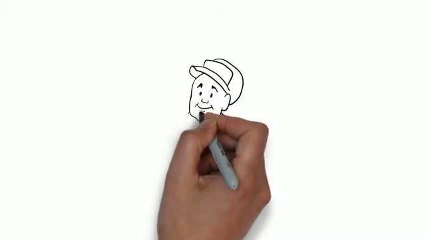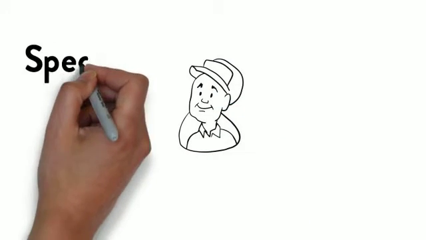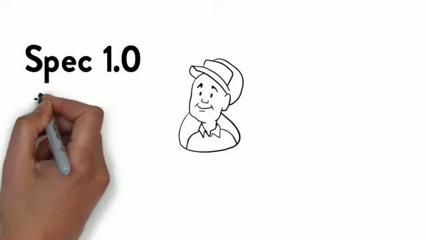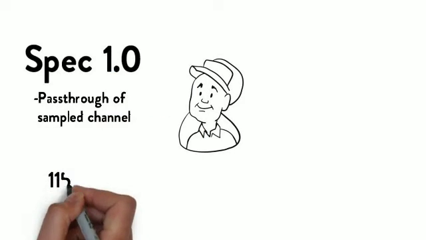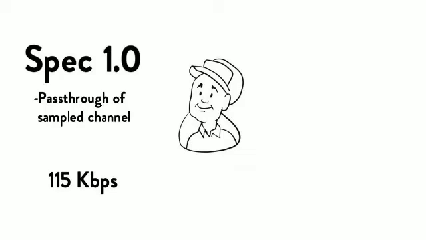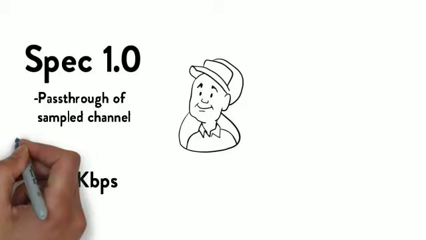In HDBT products that are manufactured according to Spec 1.0, RS-232 is transmitted as pass-through of sampled channel, up to 115 kilobits per second baud rate, which is reproduced in the HDBT receiver. But wait, there is a caveat.